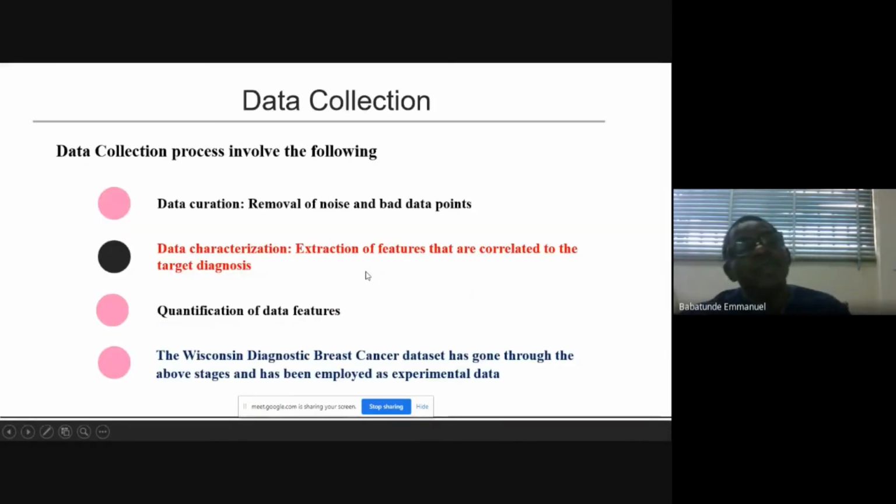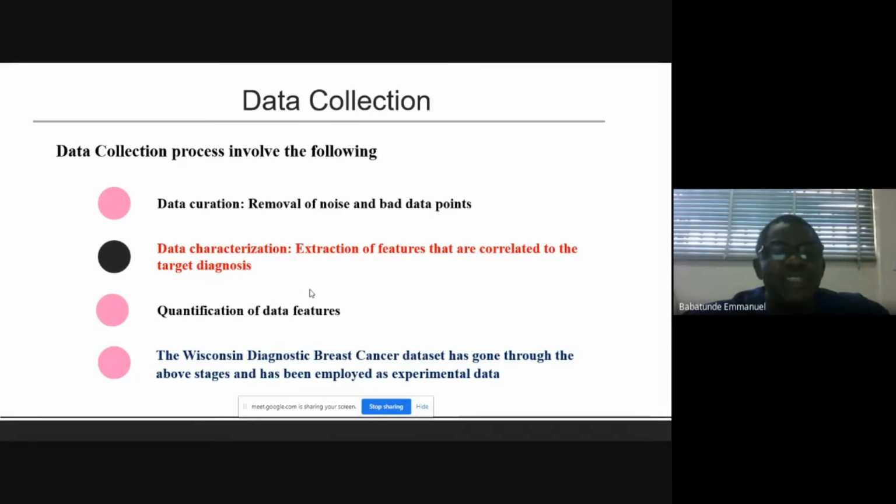Now, the data collection process involves the following. One is data curation, two is data characterization, third is data feature quantification. Now, data curation involves removal of noise, what I will call purification of your data, and removal of bad data points. And data characterization involves the extraction of features from the data that you have collected, and they are supposed to be relevant features that correlate to your output variable.